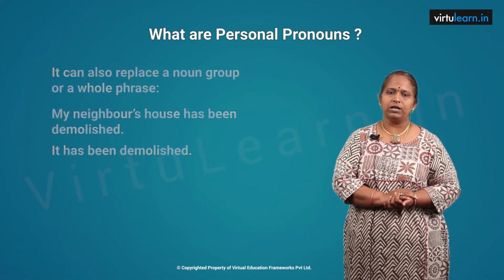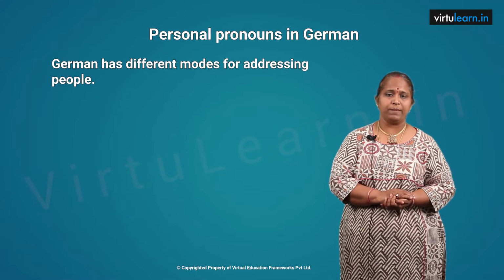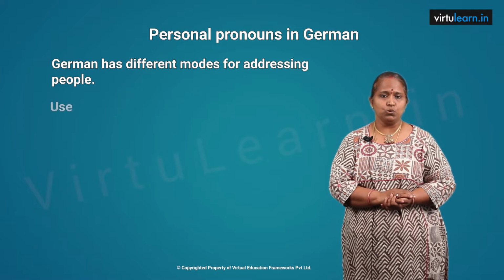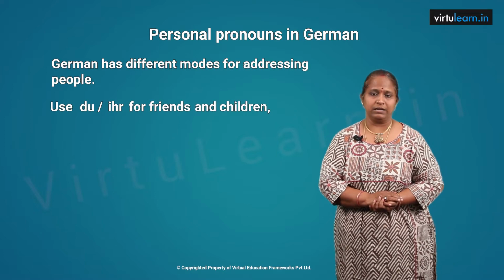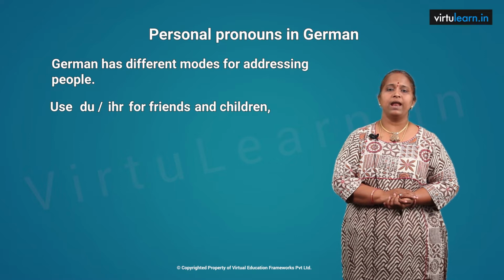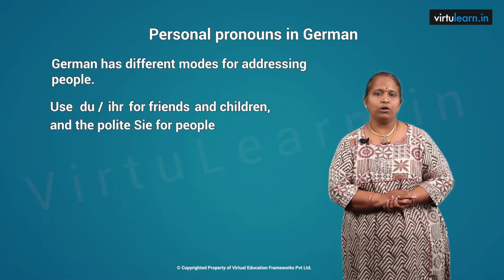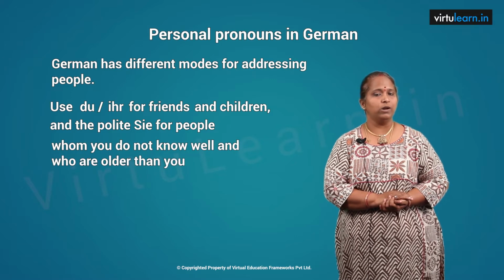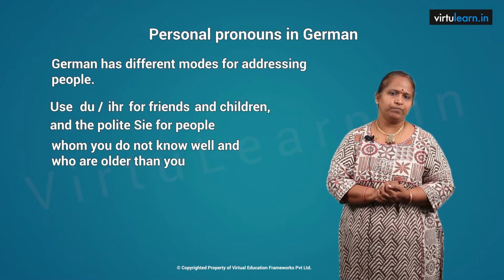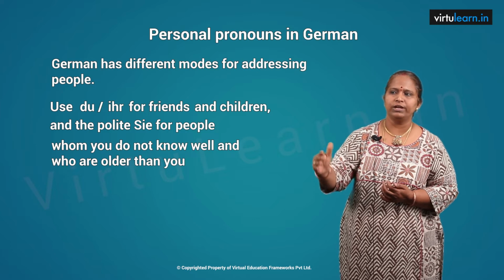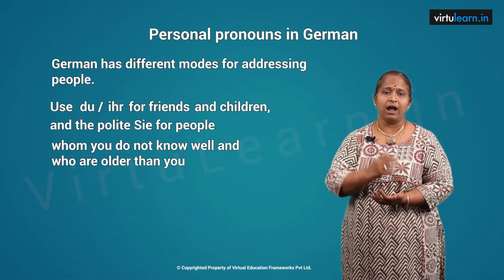Let us look into what are the personal pronouns in German. German has different modes for addressing people. Use du or ihr for friends and children, that is the informal way of addressing, and the polite sie for people whom you are meeting for the first time or whom you do not know well or who are older than you. As discussed earlier, du or ihr means nuvvu or miru in general when I am talking to youngers. Then sie means aap or miru when I am addressing an adult.